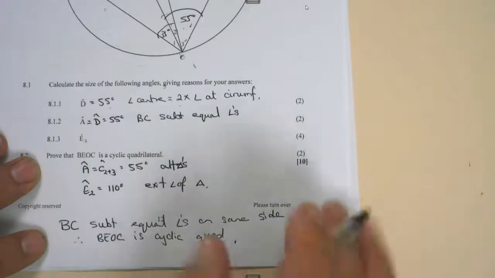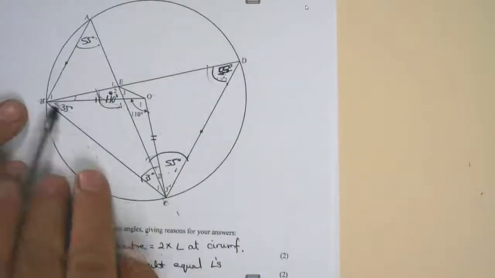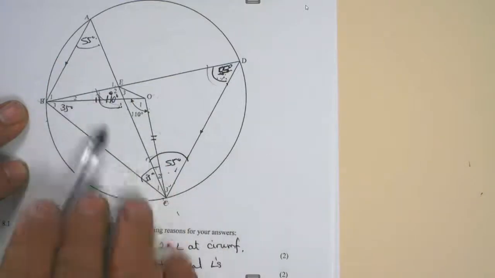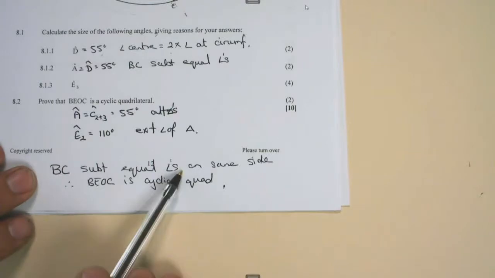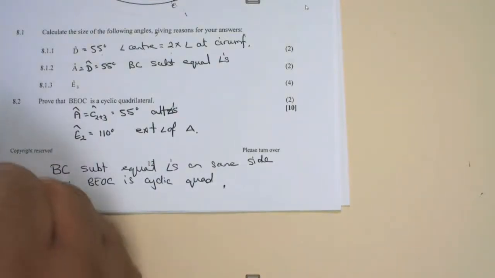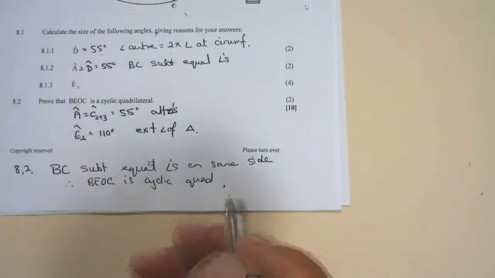Okay, once again, BC subtends O1, which is 110, and subtends E2, which is equal to 110, and therefore, because BC subtends equal angles on the same side, BEOC is a cyclic quad. Okay.